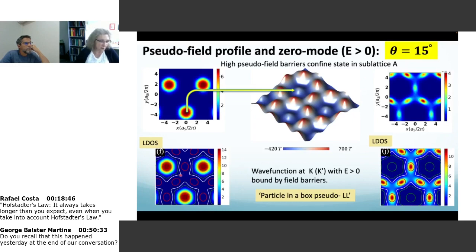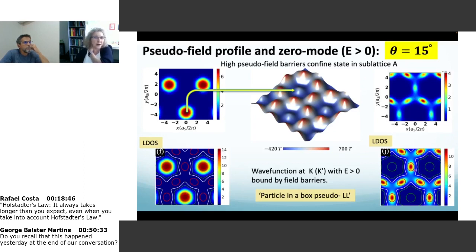If you look at the total density of states for sublattice A, you see that it follows pretty much what happens with the amplitude of the square wave function at the gamma point, at the K point of graphene. So whatever happens to the zero mode is what happens at the end with the total local density of states, both for sublattice A and for sublattice B.